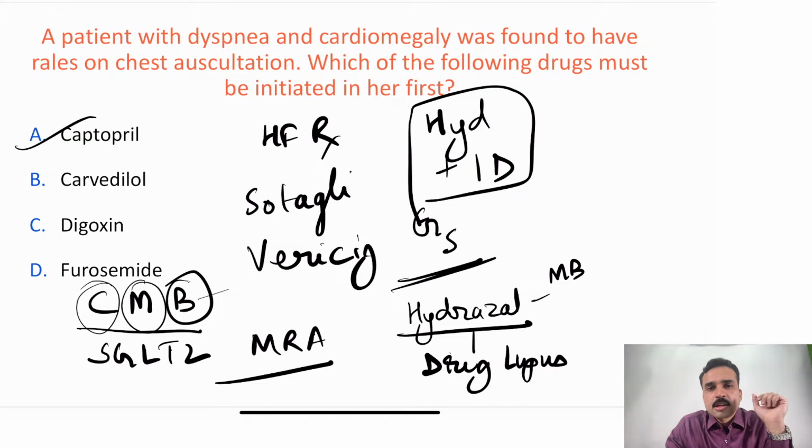Hydralazine. So what are the other drugs that can produce drug-induced lupus? Hydralazine, procainamide. We discussed procainamide in ventricular tachycardia. And drugs like INH, drugs like phenytoin. Okay, all these are drugs which can have a tendency to produce drug-induced lupus.